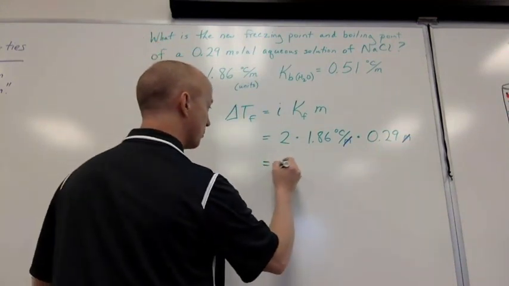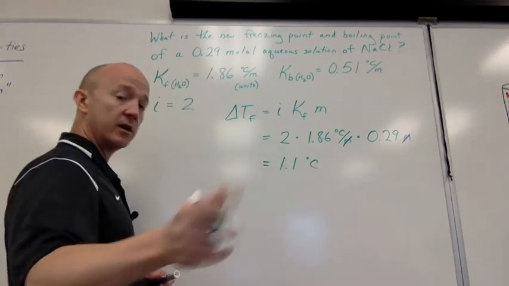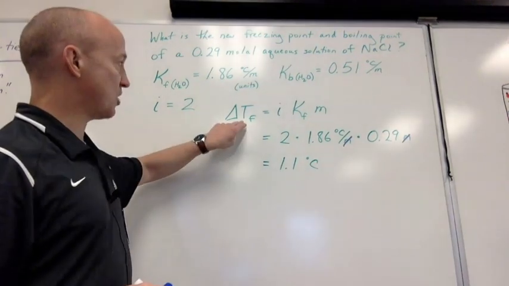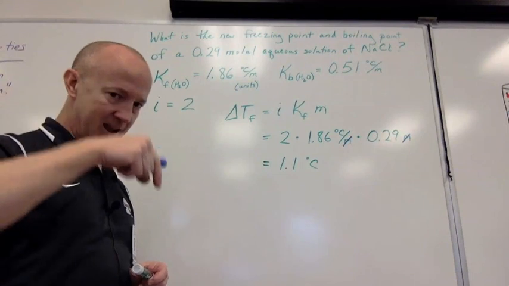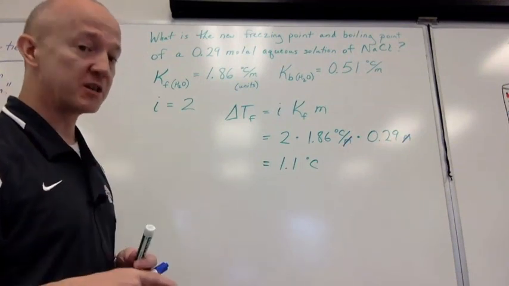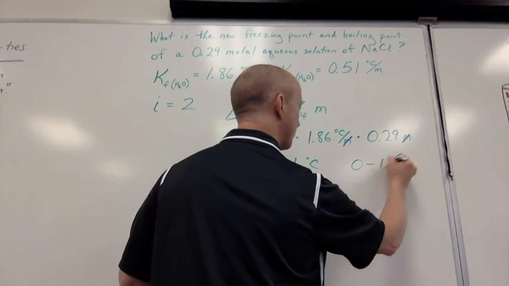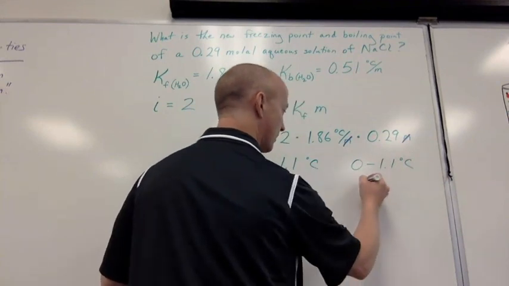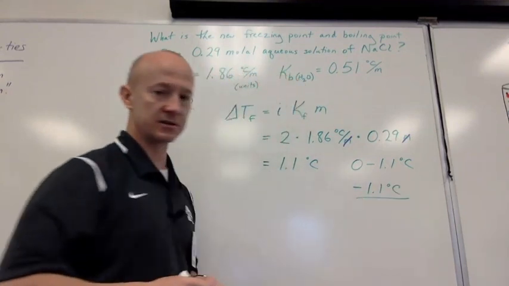So when we do the math here, we get 1.1 degrees Celsius. Now, important to remember, this is the change in freezing point temperature. Which way is it going? Down. So our new freezing point is going to be 0 minus 1.1 degrees Celsius, or negative 1.1 degrees Celsius.